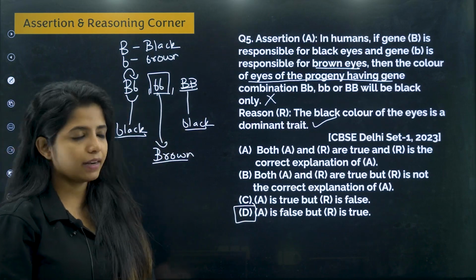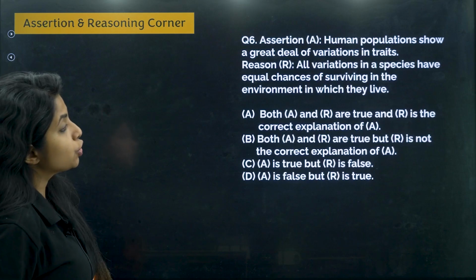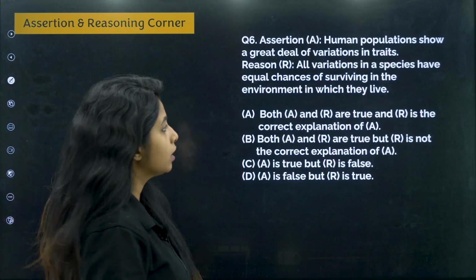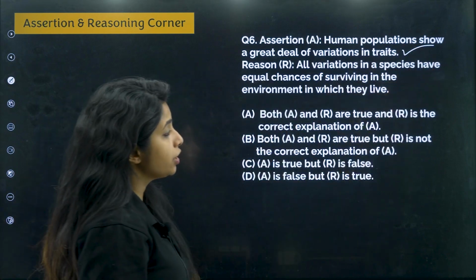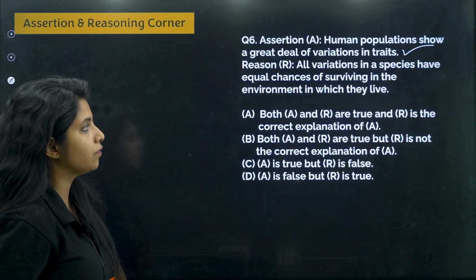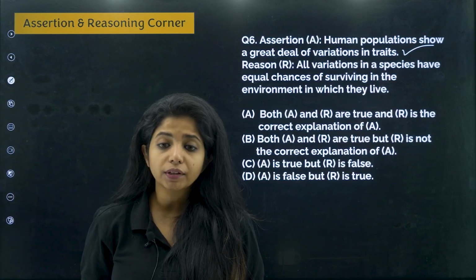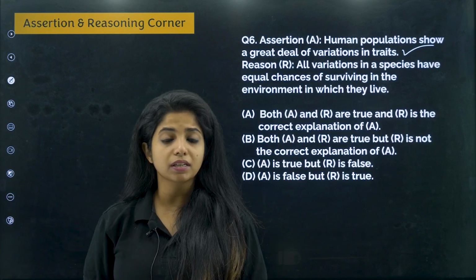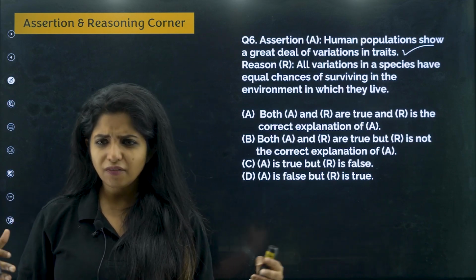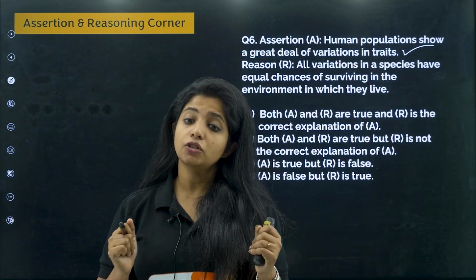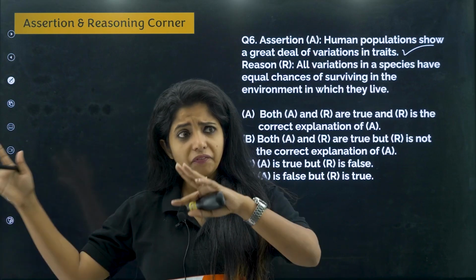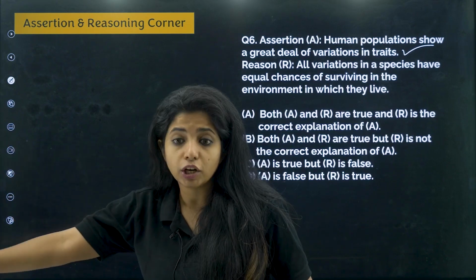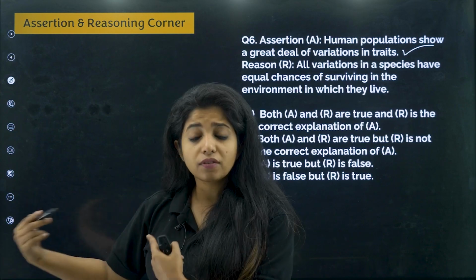Easy. Okay, next question. Assertion says human populations show a great deal of variation in traits. Yes, we are showing great deal of variations in the traits. Reason: all variations in a species have equal chances of surviving in the environment in which they live. Do you think that all the variations that we have, for example, I have X variation, you have Y variation, and both of them are allowing both of us to stay over here? No, children. Equal chances of survival? No. Probably when the climate changes and I am not able to survive, you might be able to survive because of the variation that you are having. So this does not give us equal chances of survival.